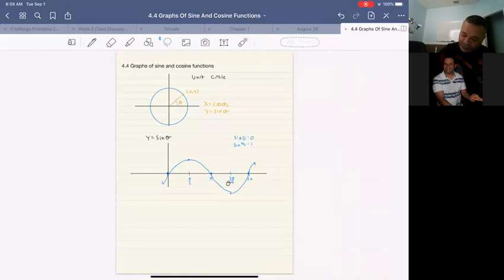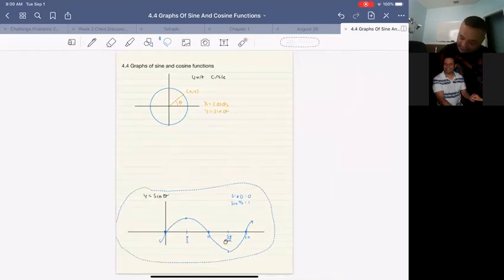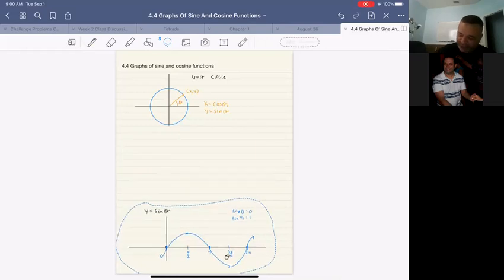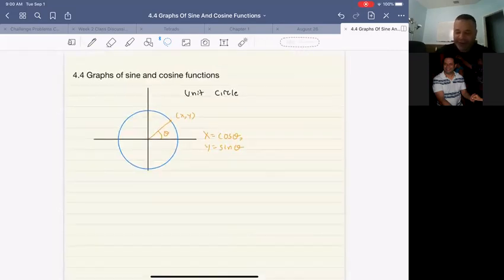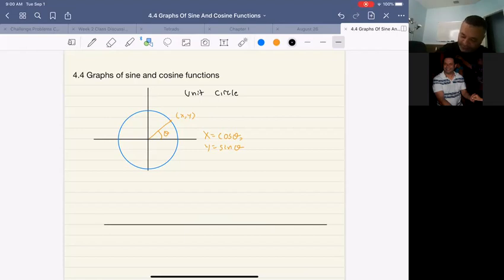Let me actually move this one down a little bit. I know it's annoying if you're taking notes, but I want to have that unit circle again. So I'm going to play the same game with the cosine graph. Let me make my line there, another line here. Oh, that's not vertical. There we go. Okay, so we're going to play the same game.